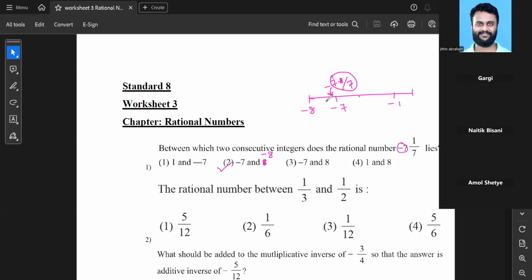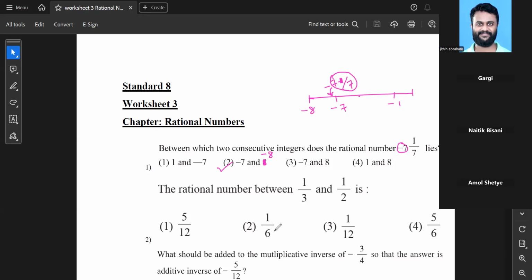The rational number between 1/3 and 1/2 is how much? So which rational number exists between 1/3 and 1/2? That's what we have to check. The easiest method to find this answer is basically to make sure all of them have the same denominator. That makes our lives very easy. So I will suggest you first make their denominators the same. For example, if this is 5/12, bring the denominator to 12.